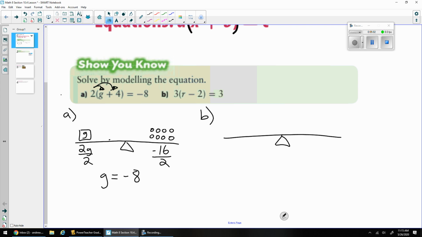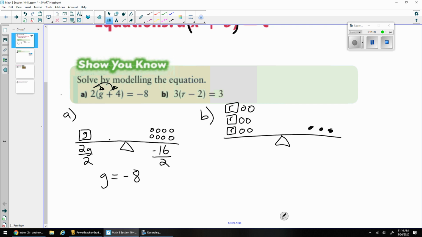And I have 3 groups of r minus 2. So if I have r and then 2 negatives, I can show that with minus 2. But I have 3 groups of that because it's 3 times r minus 2. So another r, 2 negatives. On the right side, all I have is 3 positives. So somehow, these 3 r's and these 6 negatives in total add up to just 3 positives.